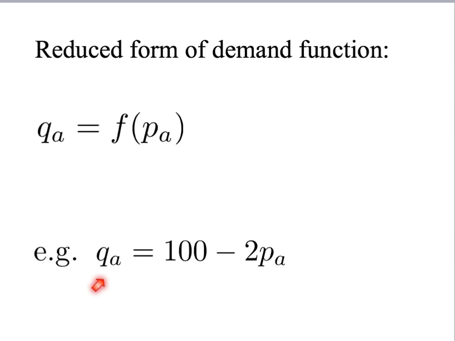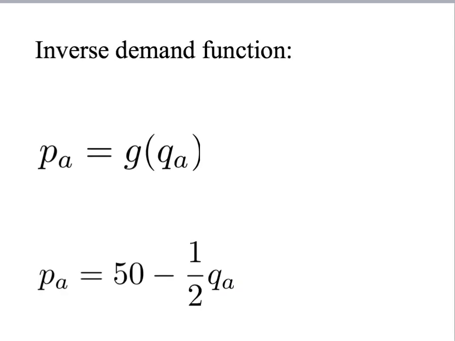And down the bottom here, we have a simple example of a reduced form demand function. It's a simple linear demand function. How would you read this function? Well, it says that Jackie's quantity of apples, the amount of apples she would like to buy, depends on the price of apples according to this formula. For example, if apples were free, so the price of apples was 0, Jackie would like 100 apples. If the price of apples is 10, Jackie would like 100 minus 2 times 10, which is 20. She'd like 80 apples, and so on.